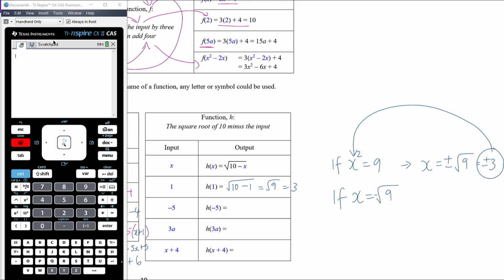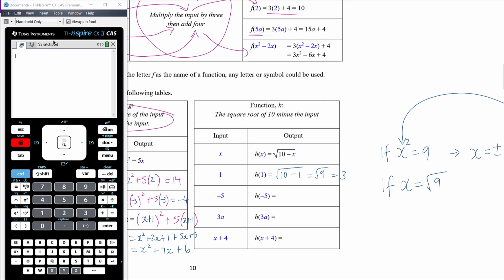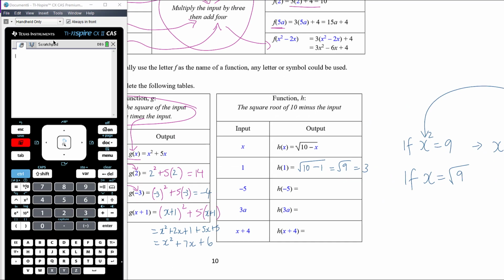Root 9 is a number. We don't just add plus or minus. If I told you x equals 5, you don't go, oh, that means x equals plus or minus 5. If x squared equaled 5, x equals positive or negative square root of 5. If you take the square root, you have to consider the positive or negative option. But if the square root has already been taken, this function is the positive square root of 10 minus x. If it meant the negative square root of 10 minus x, there would need to be a negative out the front. So root 9 is just 3. It's not plus or minus 3.